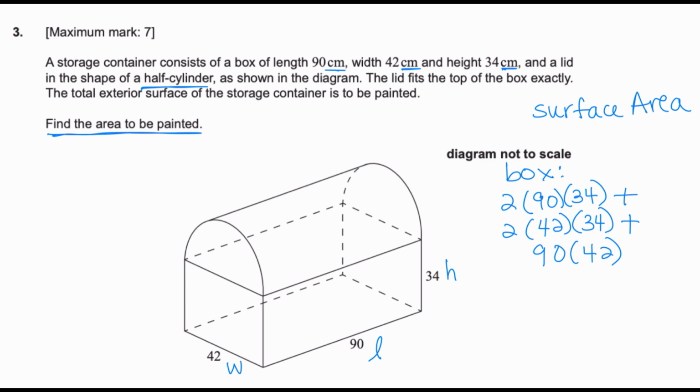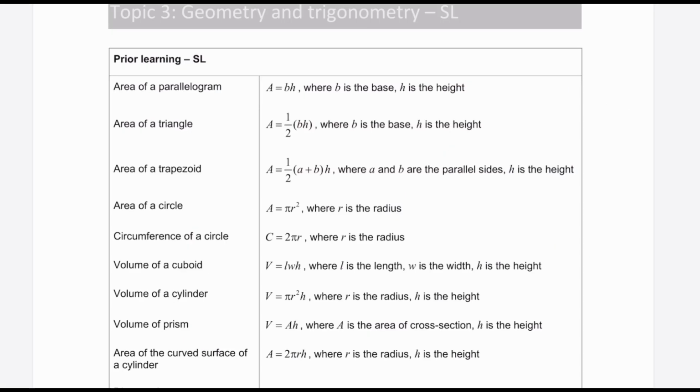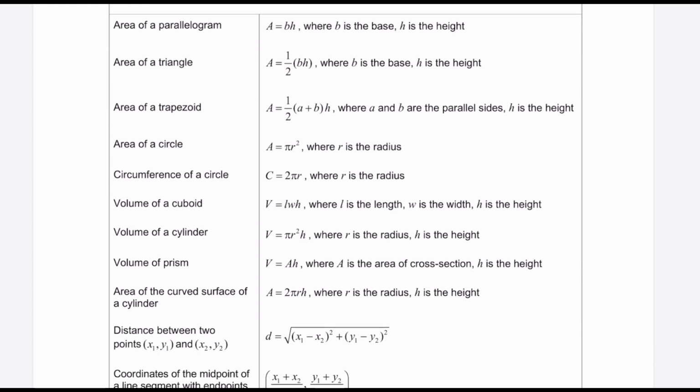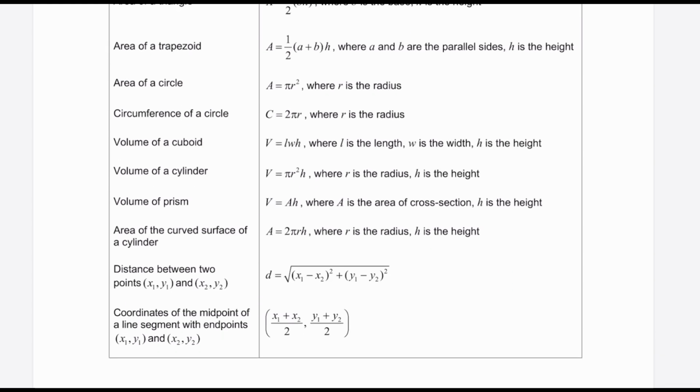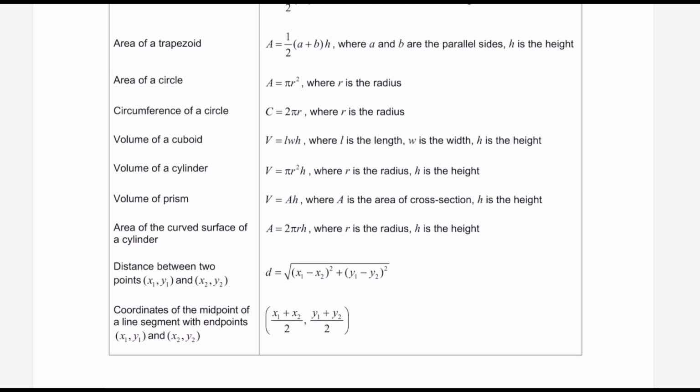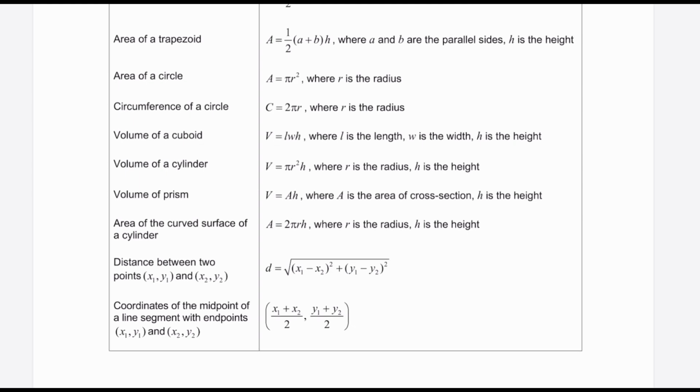Now I have to worry about painting the top. And the top, they told us, is in the shape of a half cylinder. So in terms of this cylinder, you want to go to your formula packet. This is geometry and trigonometry, and you want to find the surface area of a cylinder. The surface area of a cylinder is in the beginning of topic 3 formula packet, where it says prior learning. And if you notice, what they give you is the area of the curved surface of a cylinder, which is 2 pi rh. R is the radius and h is the height. So 2 pi rh in a cylinder is just the curved surface.